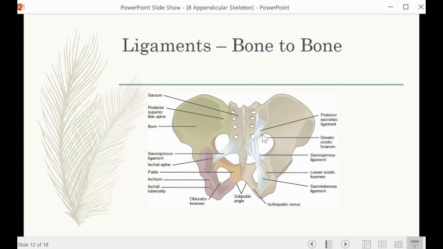So you can see how it all attaches together with these ligaments. Okay, so we have a posterior. Posterior means behind. We have the sacroiliac ligament, and it's because it goes from the sacrum up to the ilium.